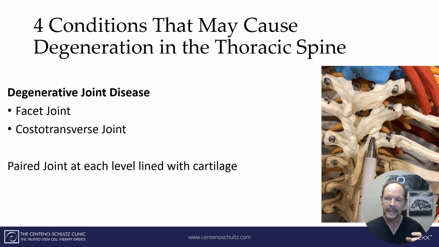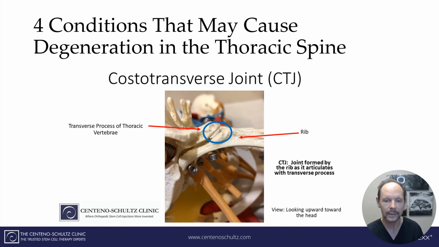Number 1, injury to the joints. The 2 that we just talked about are the thoracic facet, and the other one is the costotransverse. Just recognize that each of these joints is a paired joint. It's on the left and it's on the right, but equally important, it has cartilage, just like your knee or your hip joint, and that is susceptible to injury and can lead to thoracic spine degeneration. Here's the costotransverse. This is just a different view.